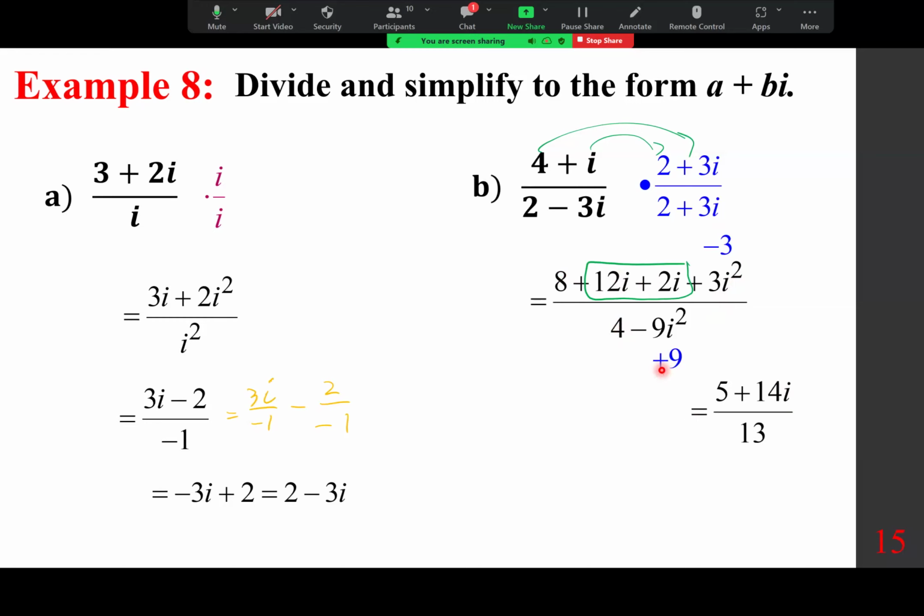Now we make up two fractions. This is one of them, 5 over 13. And this is another one, 14 over 13 times i. So if somebody asks, okay, you put it in standard form, what is a? 5 over 13. What is b? 14 over 13, meaning the real part is 5 over 13 and the imaginary part is 14 over 13.